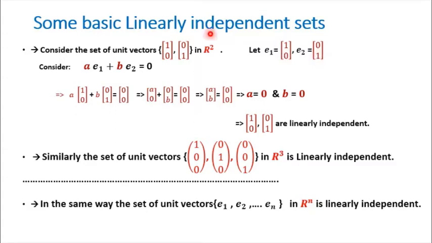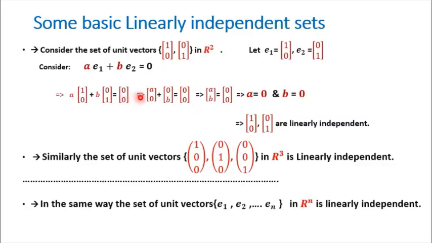Now I want to check whether this set is linearly independent or not. Let us go by definition. Two vectors are there, so take two scalars a, b and write this vector equation: a into e1 plus b into e2 is equal to 0. That is, a into (1, 0) plus b into (0, 1) is equal to 0, where this 0 means the zero vector in R2. What is the zero vector in R2?